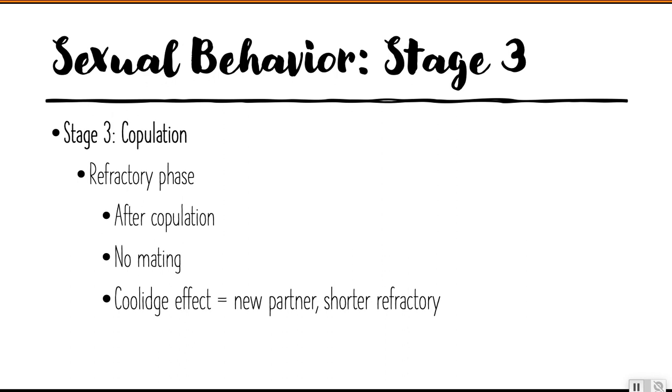So we see this in mammals. We've also seen this in humans, as male humans also have a refractory phase. So this is when there is a new partner introduced. There will be a shorter refractory period. So that is what the Coolidge effect is.